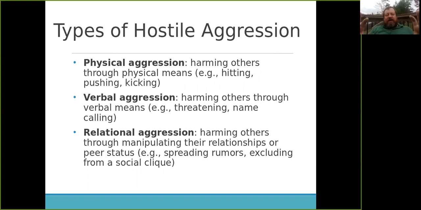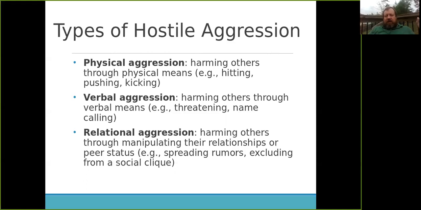You're more likely today to see verbal aggression combined into a category called relational aggression, which is harming others through manipulating their relationships, manipulating their peer status, like spreading rumors or excluding them from a social group. Now, not that long ago, it was generally considered that aggression was the realm of boys, that boys were more aggressive than girls were. And what we now recognize is that boys do outpace girls in physical aggression.